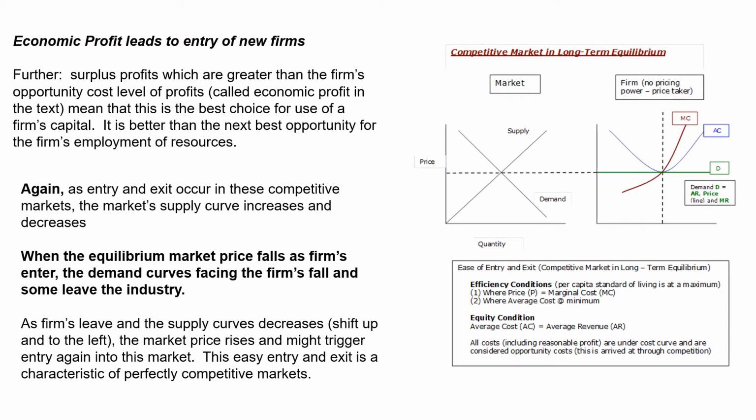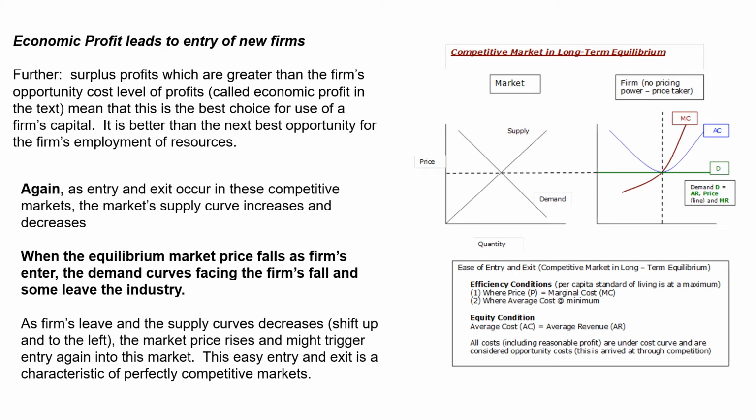So again, we're focusing on perfect competition, but this is also the case for all other market structures. And at any rate, surplus economic profit leads to entry of new firms. It's really what it comes down to. Surplus profits, which are greater than the firm's opportunity cost level of profits, called the economic profit in the text, mean that it is the best choice for the use of the firm's capital. It is better than the next best opportunity. Remember, we're talking about the next best competitive choice, the next best opportunity for the firm's employment of resources, right?